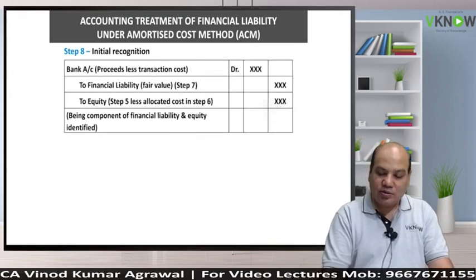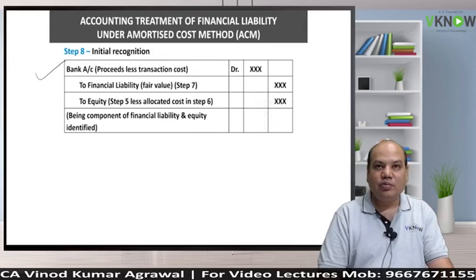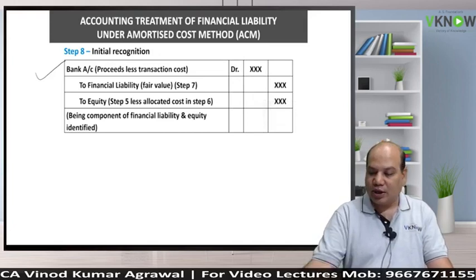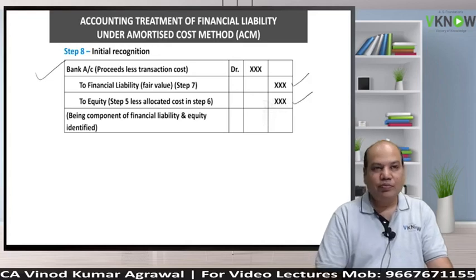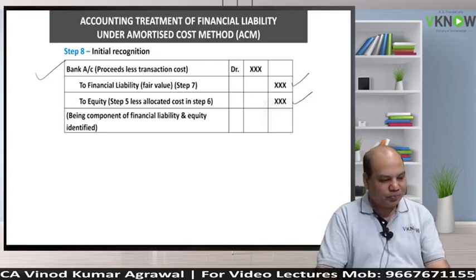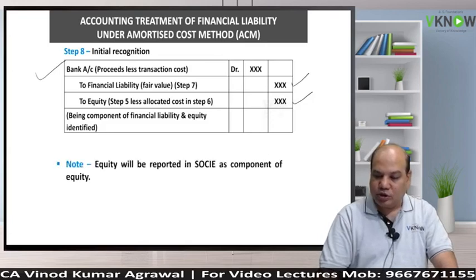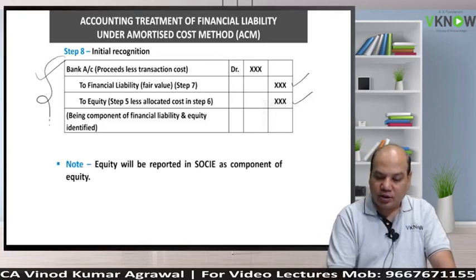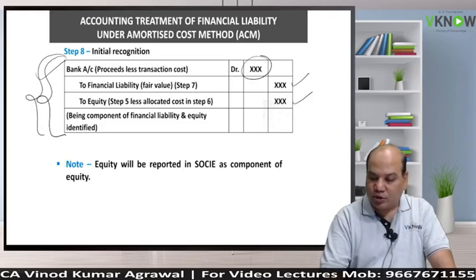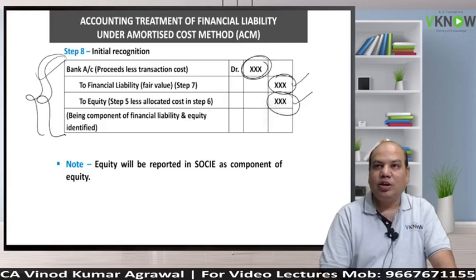This is the main part. Amount received minus transaction cost, bank account debit, and as per your previous discussion, you will allocate this to financial liability as per step number 7 and to equity as per step number 6. So there is no gain or loss recognized here. Can you see, in the initial entry, whatever net amount you receive gets allocated between equity and liability, so no gain or loss is recognized.